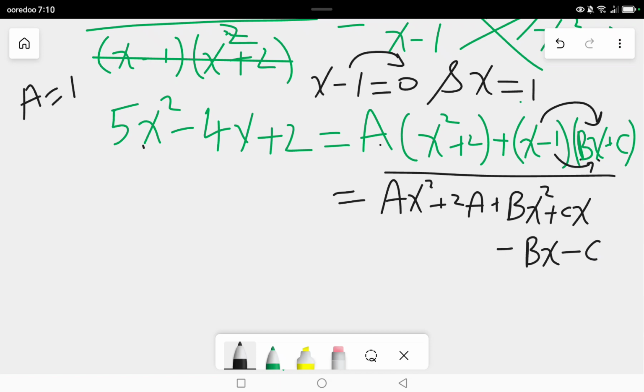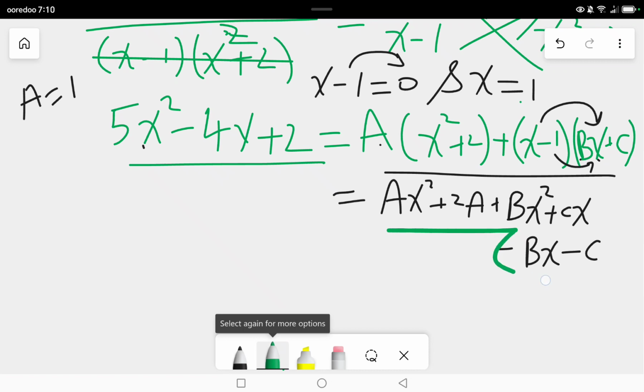So now the second step, we are going to compare. What will we compare? This side we have the same thing equal to this one. So what is the x square?